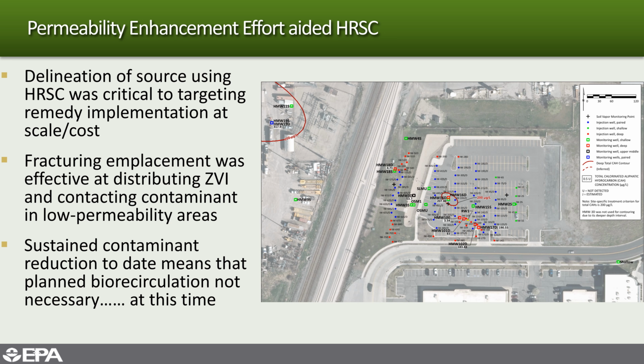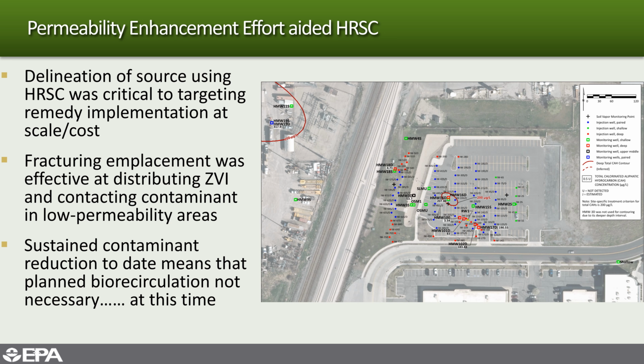So the team felt good that one thing the high resolution site characterization tools offer the team is the ability, if they are going to be aggressive in areas, to keep that effort targeted on very small zones typically associated with the low permeability units. And in fact, the fracturing and placement was shown to be effective at distributing the zero valent iron and contacting contaminant in low permeability areas, both in the source zone and, as I mentioned, just down gradient.